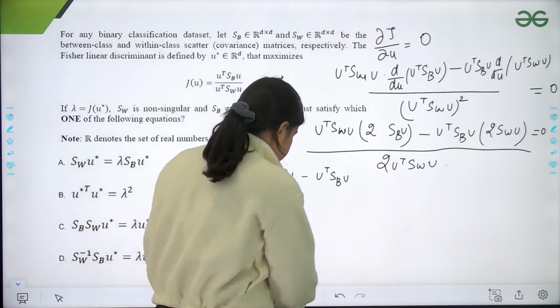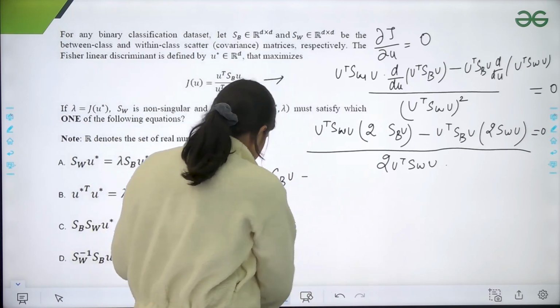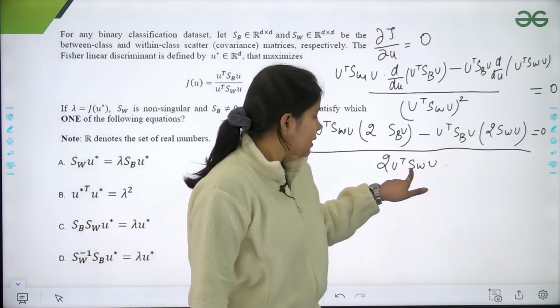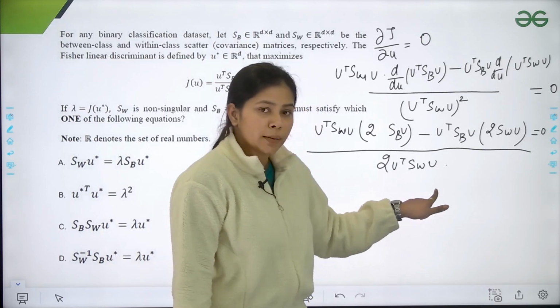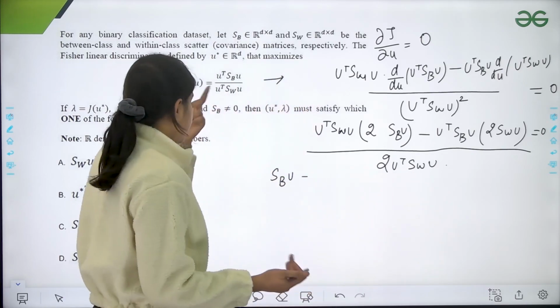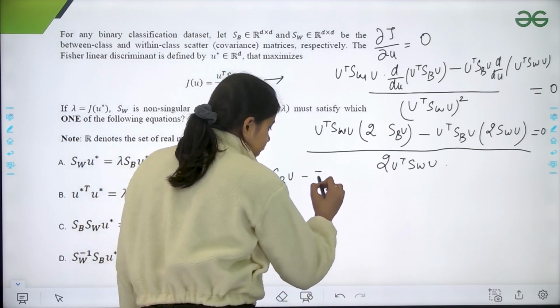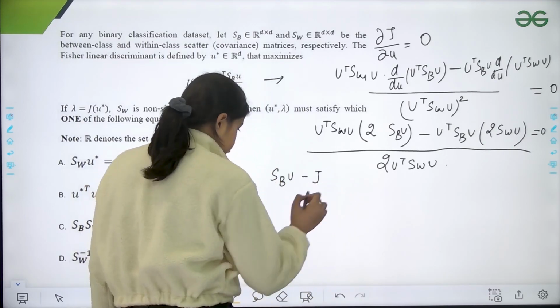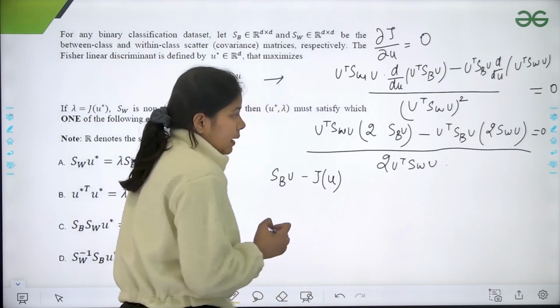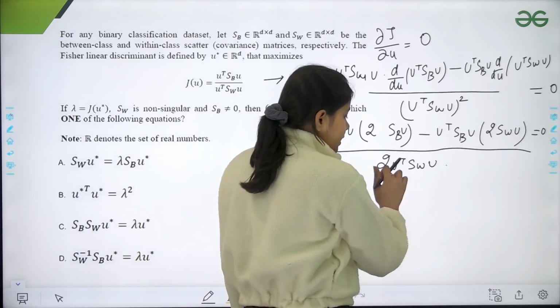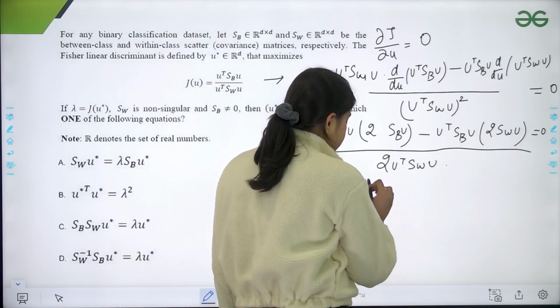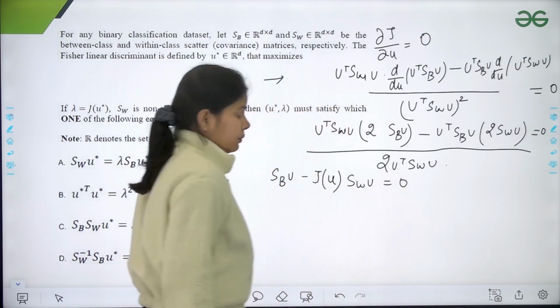So instead of that, what would I do? You can see that U transpose SBU and U transpose SWU, what would it become? It would become J of U. So can I write down here J of U? Let's write down this as J of U, right? And this 2 gets cancelled and you are left with SWU equals to 0, right?